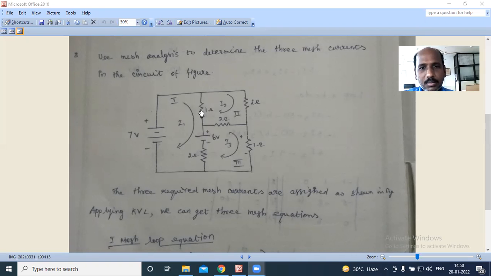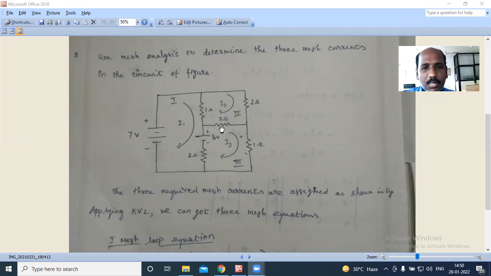Whenever you are going to apply the mesh method, the first step is to assume mesh currents, right? Generally, they will give circuits only. They will give, for example, a 7-volt battery, 1 ohm, on the other side 2 ohm, here a 6-volt battery, 2 ohm, 1 ohm. Only the circuit, they will give in the question. First step, you have to assume the mesh current. That is Step 1.